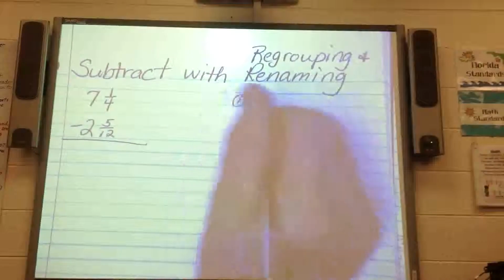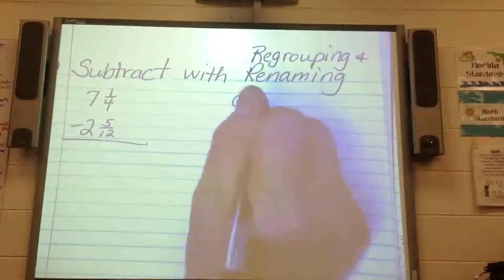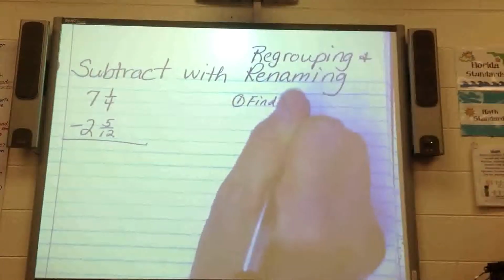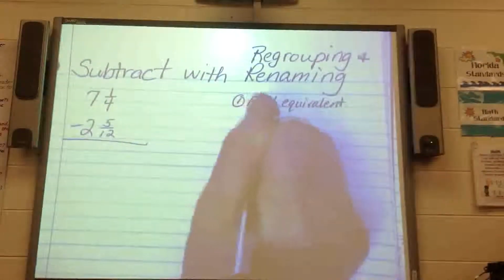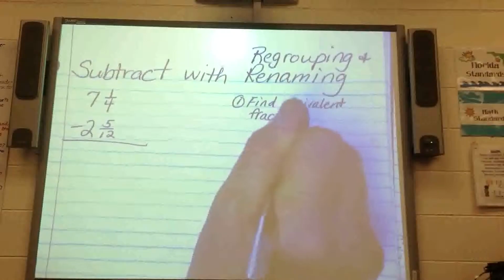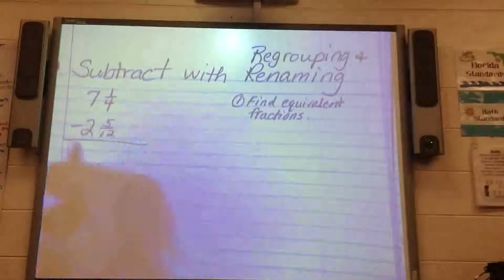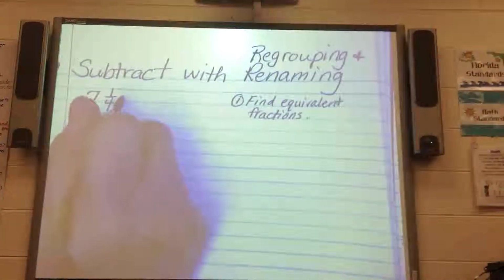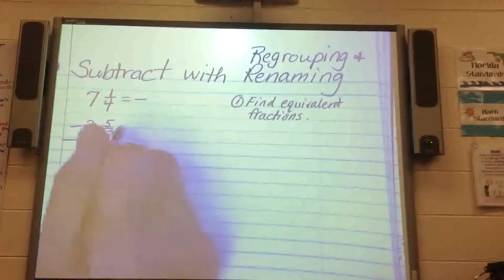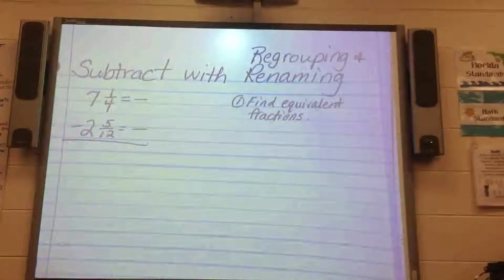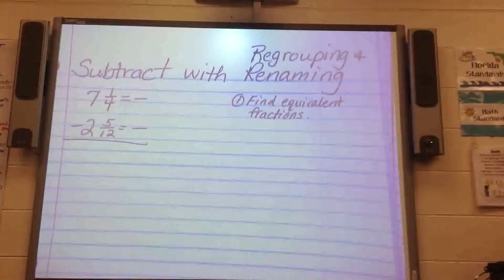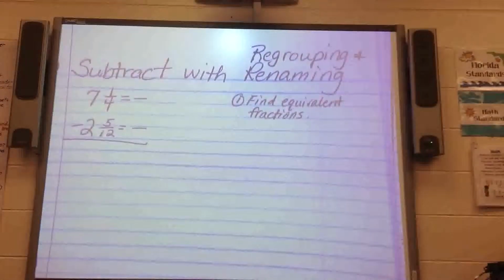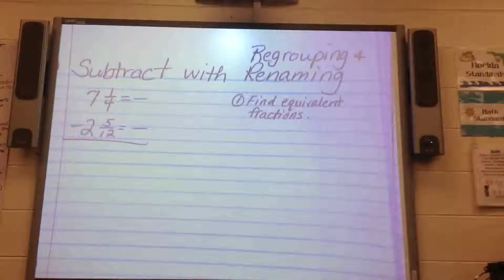So number one, as we always do, we're going to find the equivalent fractions, because it's so much easier to subtract fractions that are equivalent. So what we're going to do is write our equal sign and fraction bars. And then we're going to look at our two denominators, our 4 and our 12, since that's the part of the fraction we want to be equal to each other.